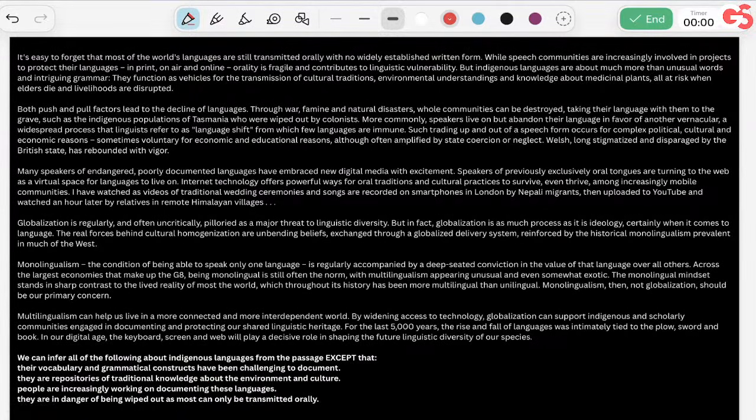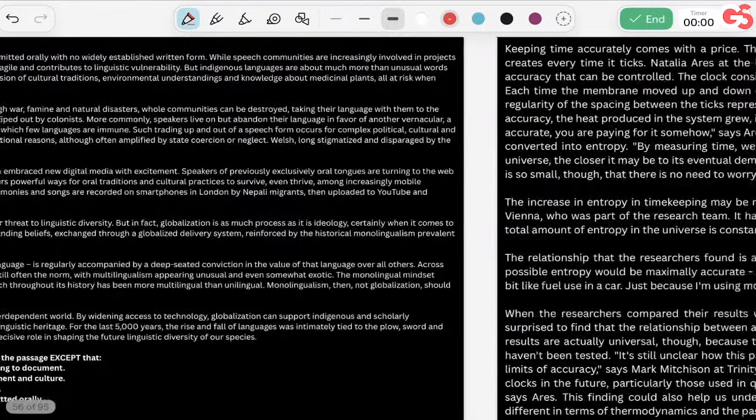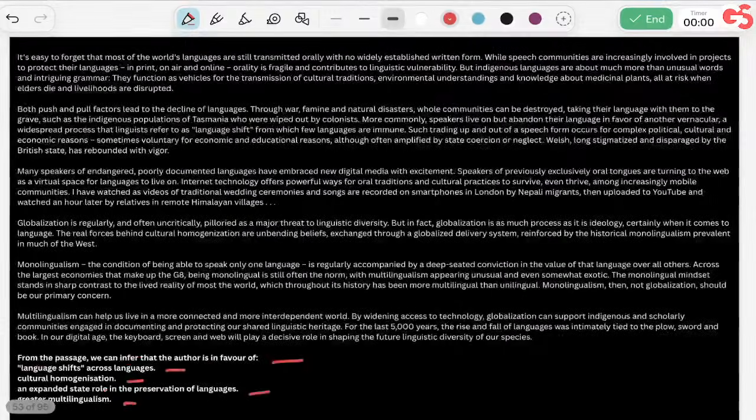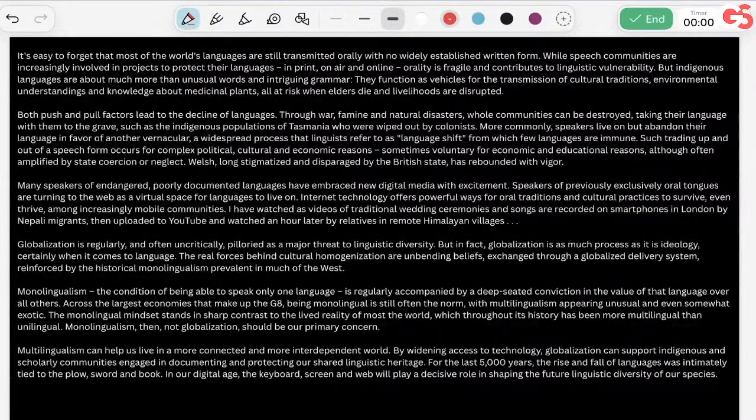Which of the following can we infer about indigenous languages from the passage? Okay, we can infer everything except one. So for this also, I don't need to read the options. Let me go to the passage directly and let's see which we can answer. Okay, cool.